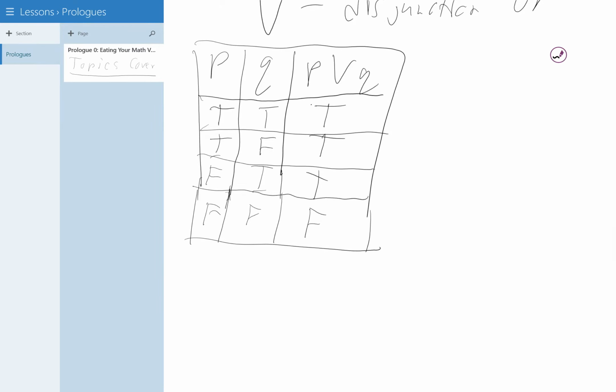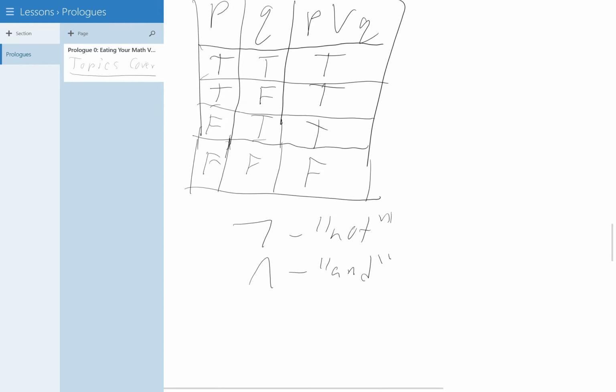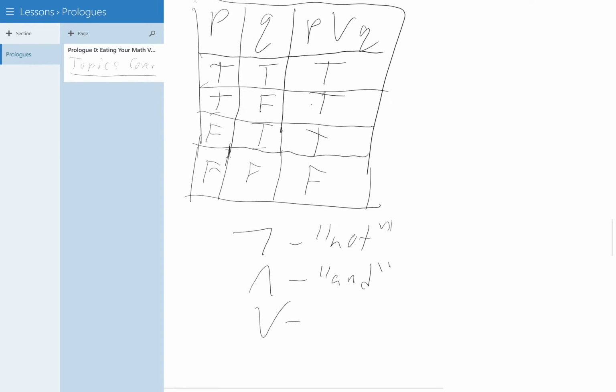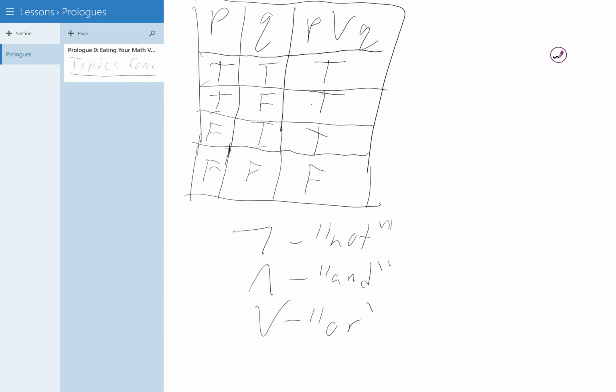To recap, we now have NOT, which is the opposite statement. We have AND, and then we have OR. And if you think about it, this is all you really need, right? Because if you have statements that are either true or false, you can start combining them to make more complex statements by using ANDs, ORs, and NOTs, like you do in English. Very cool.